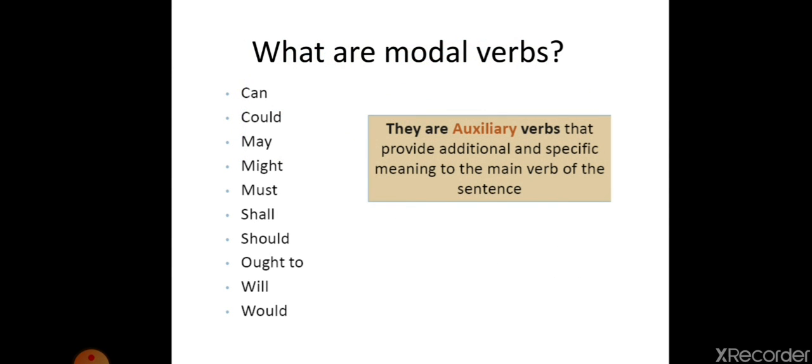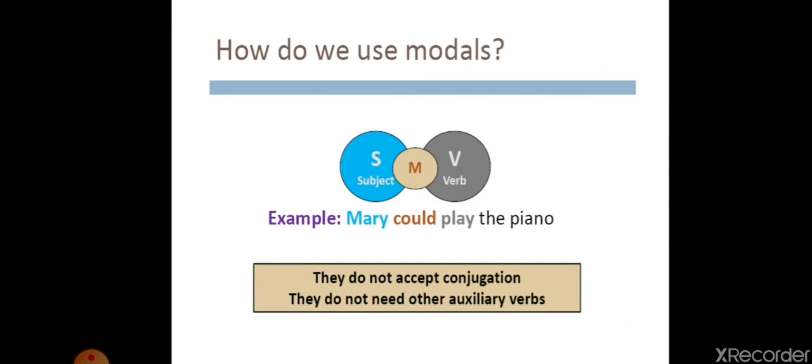What are modal verbs? Modal verbs are auxiliary verbs that provide additional and specific meaning to the main verb of the sentence. They are generally 10 in number, and they are can, could, may, might, must, shall, should, ought to, will, and would. Now, how do we use modals?